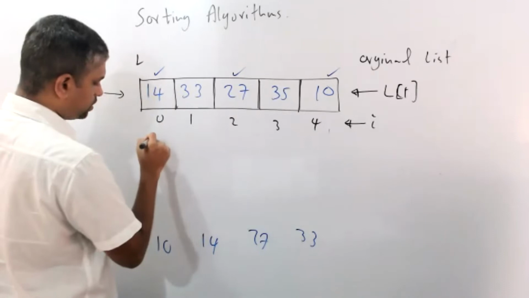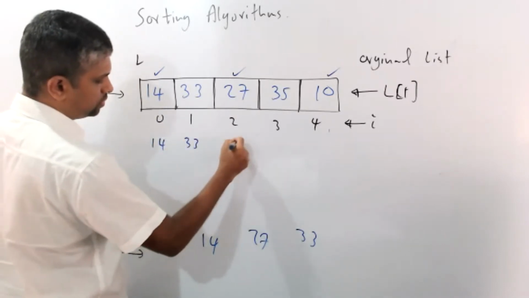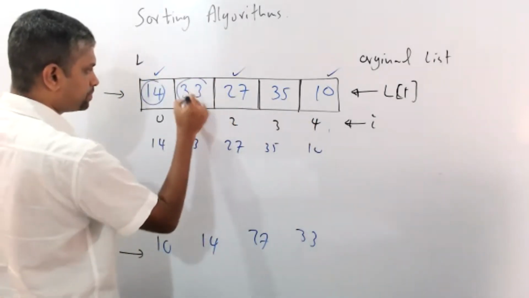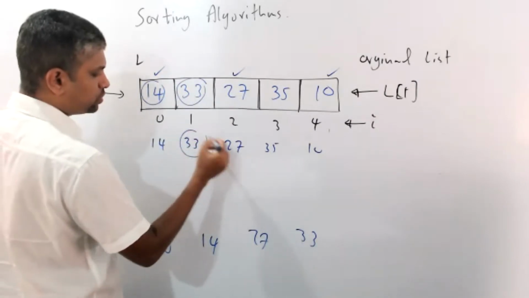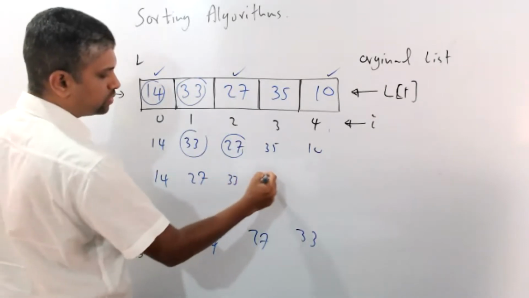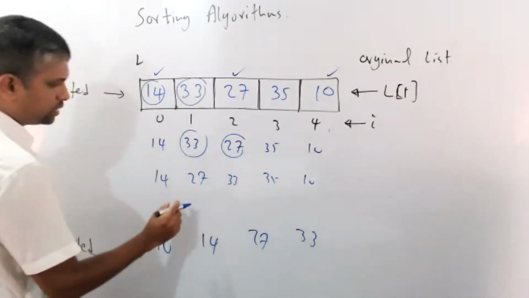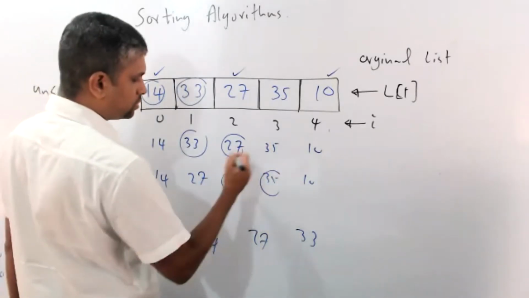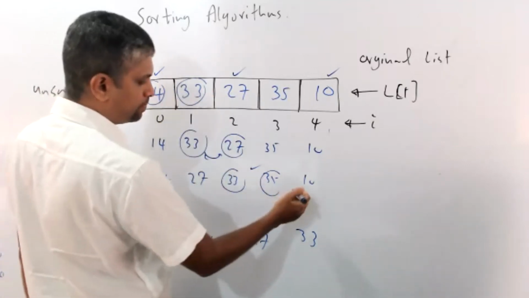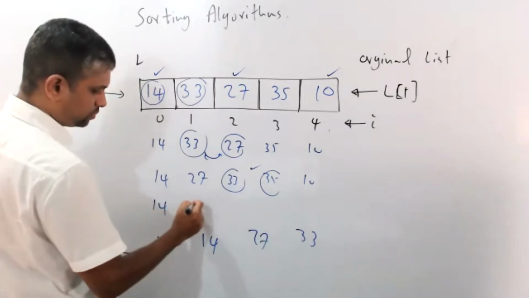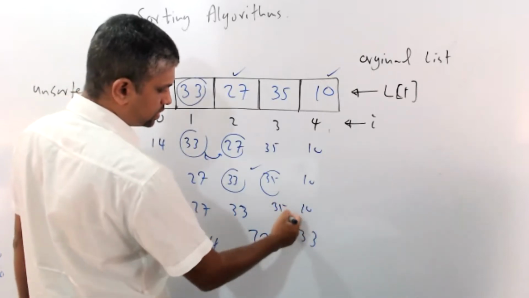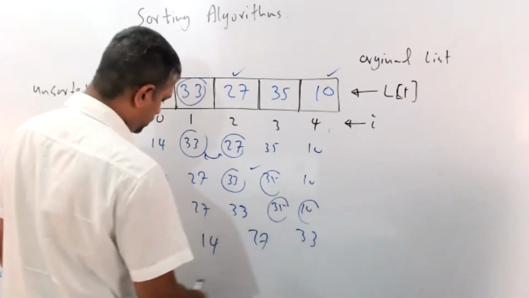First check these two, they are okay, no? So 14, 32, 27, 35, 10. These two are what we checked first. Right? Then we will check these two. So they need to swap. Okay. Then check these two. These two need to change. Right? Okay. Then check these two. They need to change, no? Therefore change.